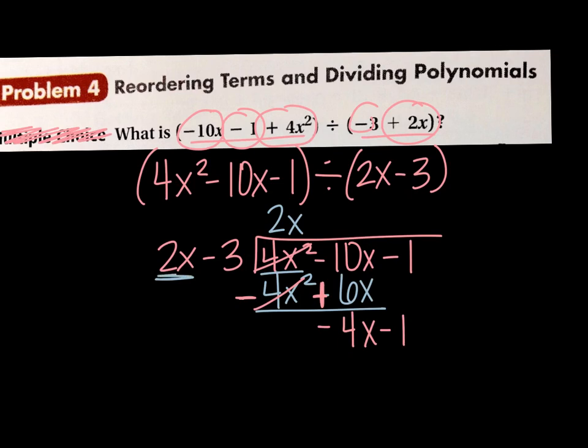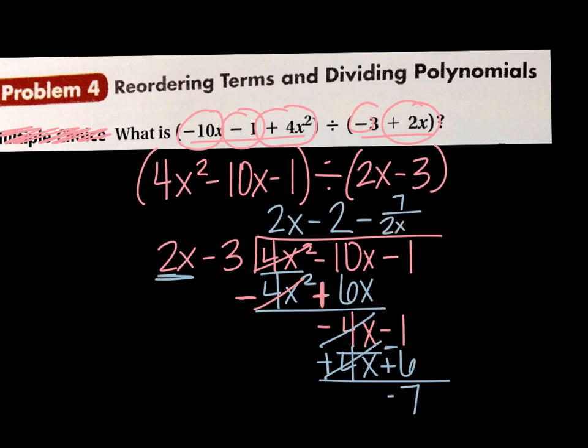How many times will 2x go into negative 4x? How about negative 2 times? I get negative 4x plus 6. Add the opposite, and I get negative 7. So my remainder is negative 7 over 2x minus 3. So my answer is 2x minus 2 minus 7 over 2x minus 3.